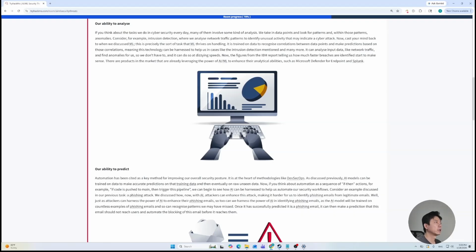There are products on the market that are already leveraging the power of AI and machine learning to enhance their analytical abilities, such as Microsoft Defender for Endpoint and Splunk.